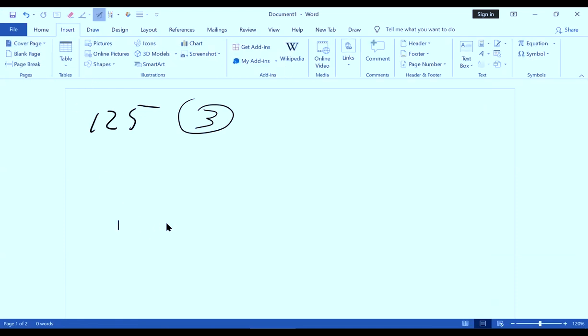Let's do another one. I'll let you try this one. How many significant figures are in that number? Time's up. Now, how do you tell? Non-zero numbers are always significant. 1, 2, 3, 4. So this has 4 significant figures.